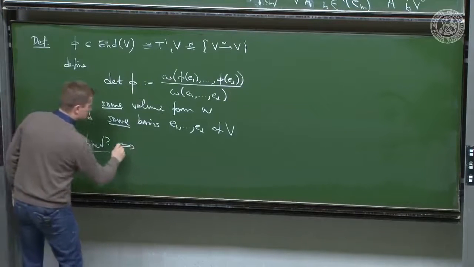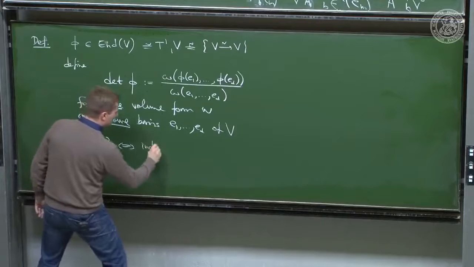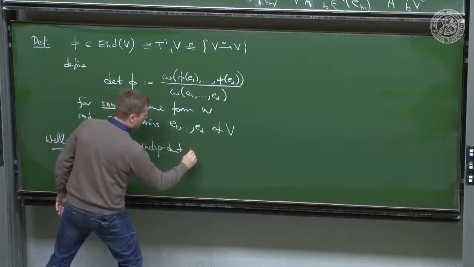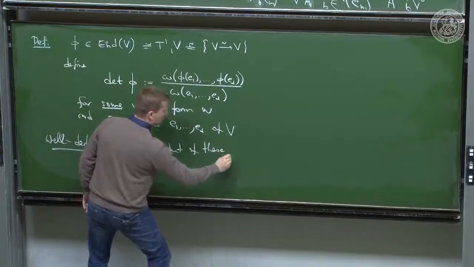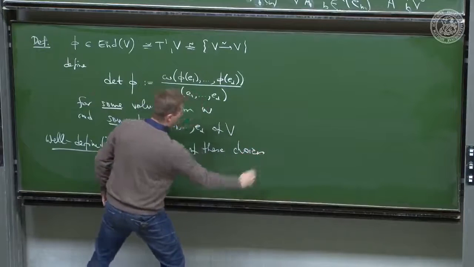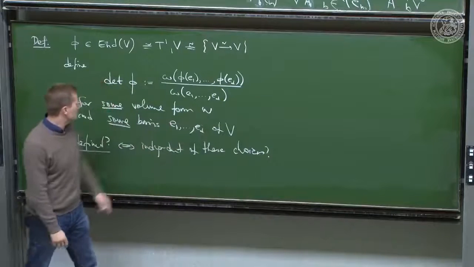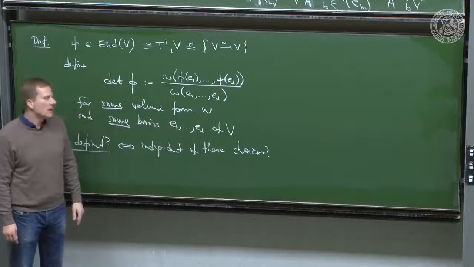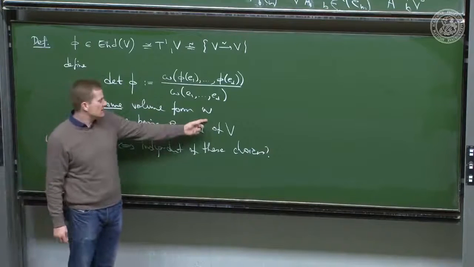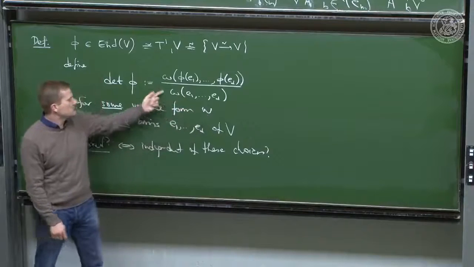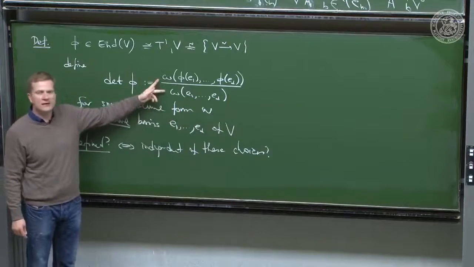Well defined, that means is it independent of these choices? Independent of these choices of which omega you choose and which basis you choose. Now, you immediately see why it's independent of the choice of omega. Do you see that? Who can tell me why it's independent of the choice of omega?